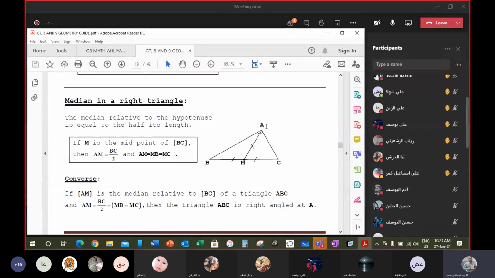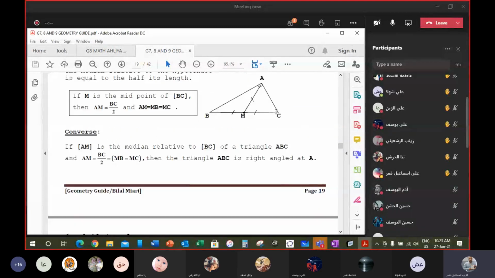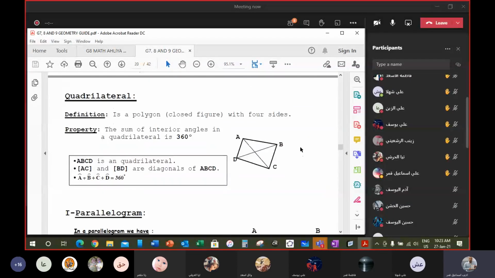Converse: if AM equals BC over 2, it means this triangle is right-angled at A. Quadrilaterals: we said a quadrilateral is a polygon with 4 sides, like ABCD. This is the full and comprehensive definition: a quadrilateral is any geometrical shape with 4 sides. The sum of the interior angles in a quadrilateral is 360 degrees.